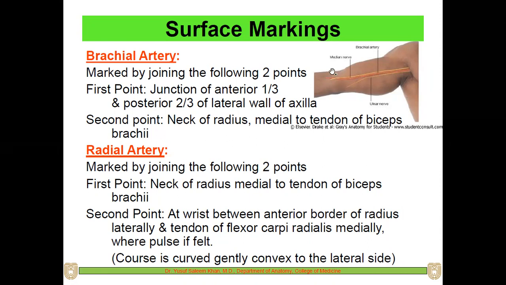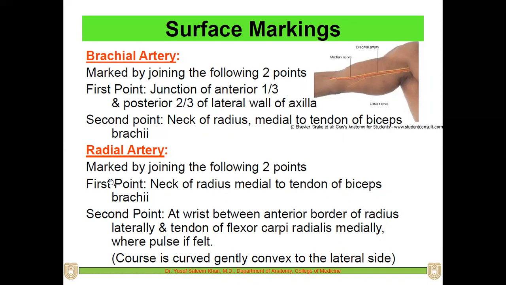Then the second point will be the neck of the radius. It goes up to the neck of the radius, medial to the tendon of biceps brachii. So the biceps brachii tendon will be here, and just medial to that will be the brachial artery. So this is the second point. First point, the junction between the anterior 1/3 and posterior 2/3; second point, just medial to the neck of the radius. Join these 2 points, and that becomes the surface marking of the brachial artery.